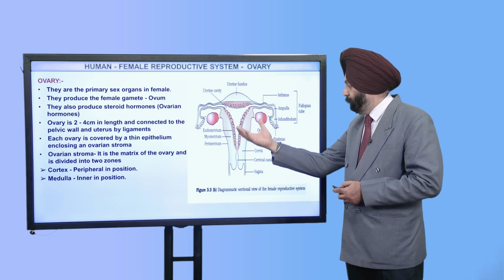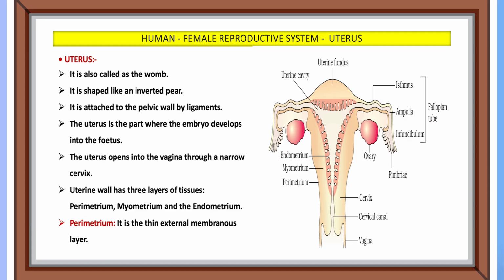Now we come on to the big structure, the uterus. It is also called the womb. It is shaped like an inverted pear that you can see here. It is placed in the pelvic cavity and attached to the pelvic wall by the ligaments. The uterus is the part where the embryo develops into the fetus. The uterus opens out into the vagina through a narrow structure called the cervix.